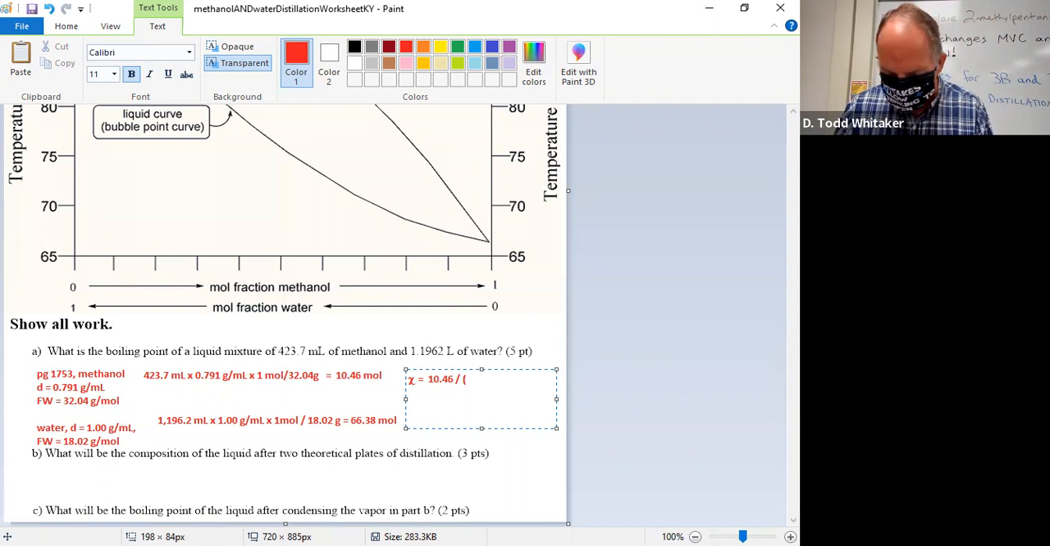divided by total moles. That's 10.46 plus 66.38. And we're looking at like 1/6, right? 1/7. 0.15-ish is a real crude approximation, but I might be off on that.